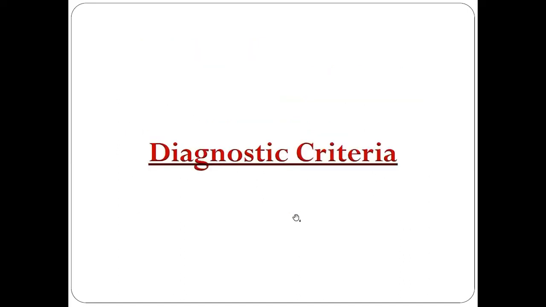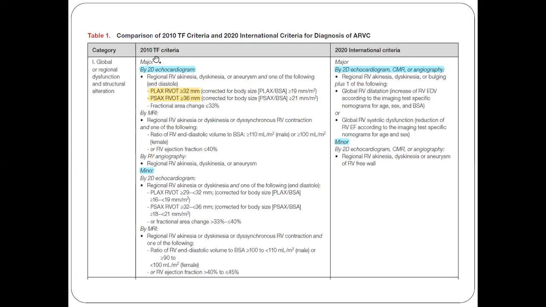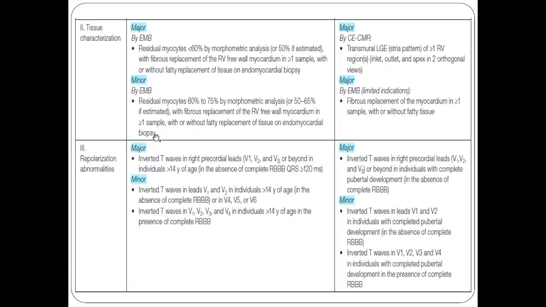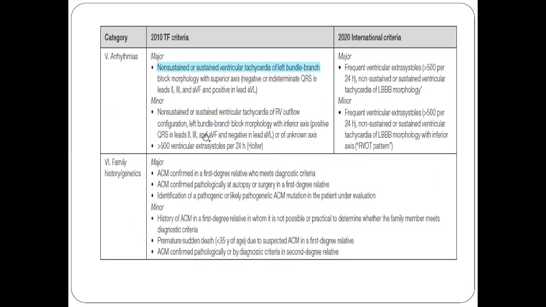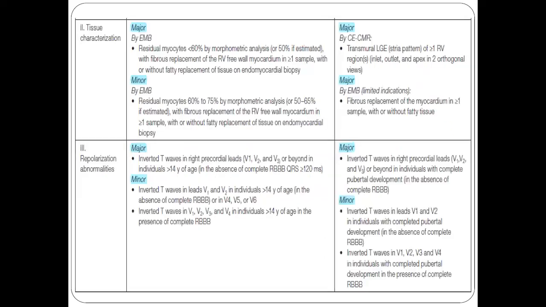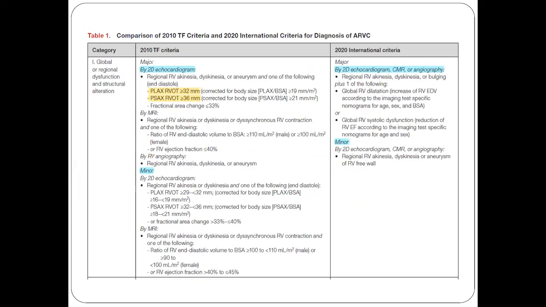in first degree relatives. Diagnostic criteria, as I've already said: there are two criteria. One is the 2010 task force criteria. It's quite complex and involves 4 categories. One is the global or regional dysfunction and structural alteration by 2D echocardiogram. There are major and minor criteria. And you also have tissue characterization by means of endomyocardial biopsy or cardiac MRI. And you have repolarization abnormality, that is ECG related changes. And depolarization conduction abnormality, that is epsilon wave and late potentials, which you can see here. And also arrhythmias and family history are included. So 6 components are involved in this criteria: family history or genetics, arrhythmias, depolarization conduction abnormalities, repolarization abnormalities, tissue characterization, and global regional dysfunction.